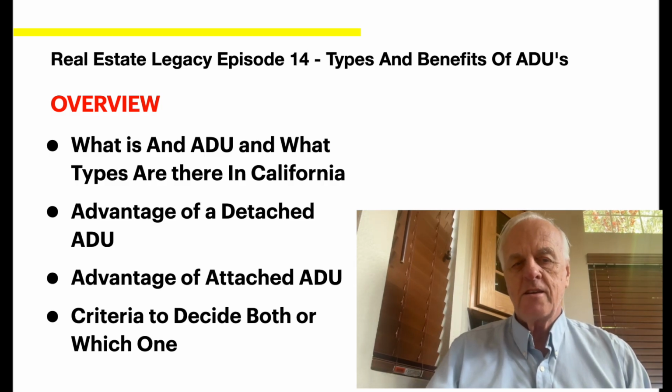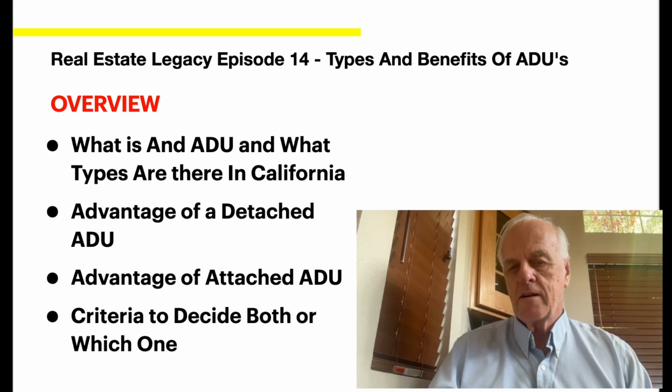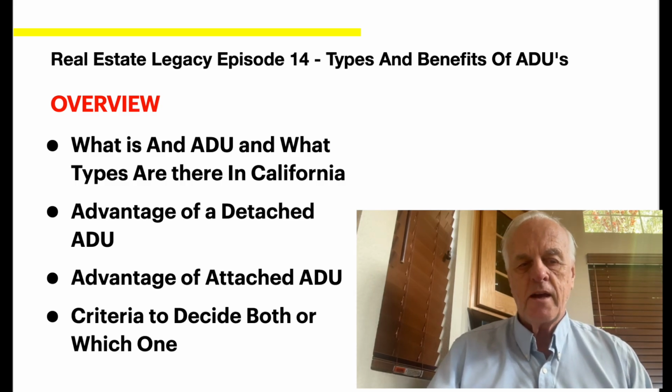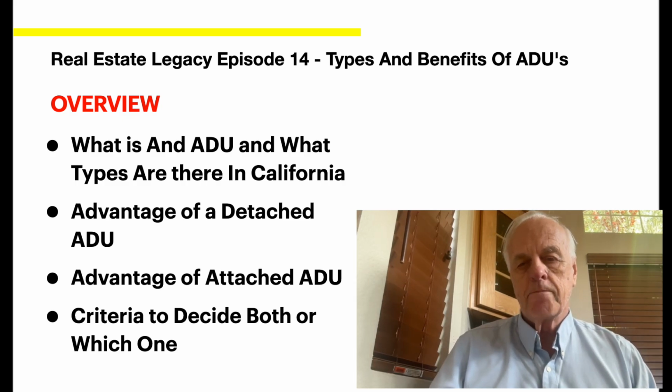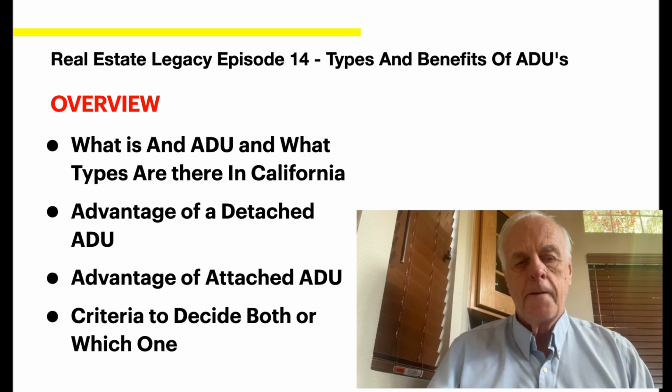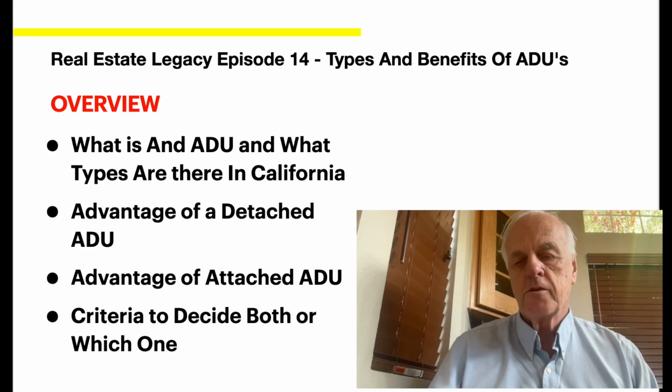Types and benefits of ADUs. It's an accessory dwelling unit, particular to California, similar to an Ohana if you're in Hawaii. So what I'm going to talk about is what is an ADU and what types are there in California. And then I'll talk about the typically two different types: the advantage of a detached ADU, that can also be a Casita in Arizona, the advantage of an attached ADU. So we've got the detached and the attached, and then the criteria to decide which one is the best one for you in your current property.